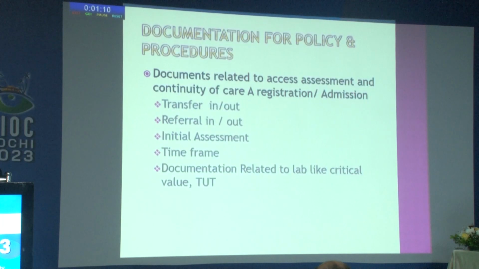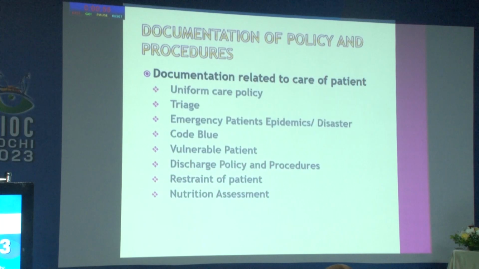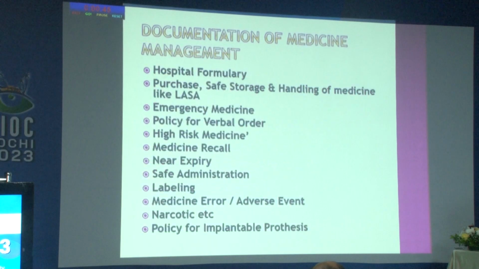We have our documentation for each and every, what do you call this, chapters. Like for assessment and continuity of care, we have transfer in and out, referral in and out, initial assessment, time frame, TAT. Then related to patient care is the uniform care policy, triage, emergency, code blue, vulnerable patient, discharge policy, restraint of patients, nutritional assessments.